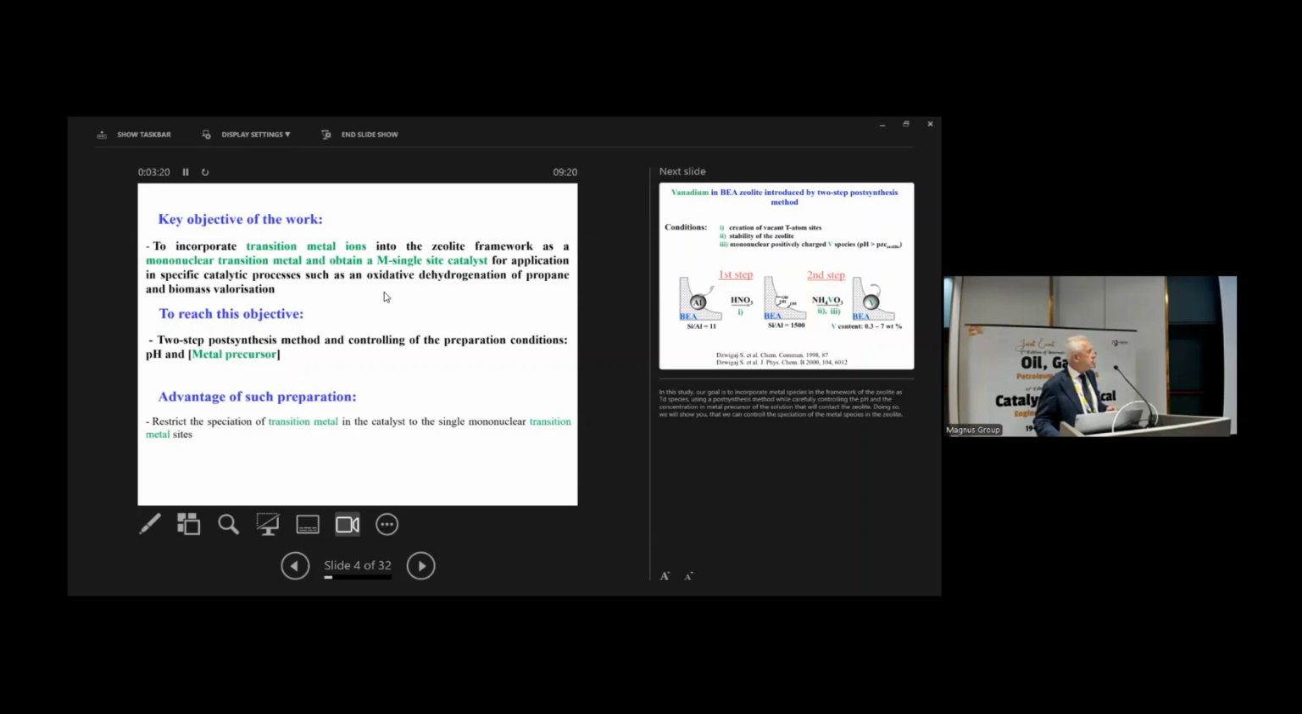To reach this objective, a two-step post-synthesis method was developed by me in the past, and by controlling the preparation conditions, pH and metal precursor concentration, we can try to incorporate the metal species in the framework position of the zeolite. The advantage of such preparation is to restrict the speciation of the transition metal in the catalyst to a single mononuclear species.